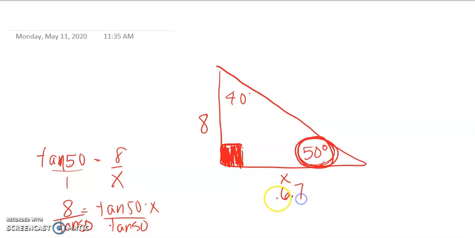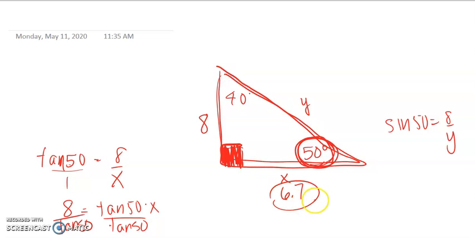So this is 6.7. Now I have the option, of course, I could use sine and do sine of 50 is 8 over y, and I could find y. I also have the option to then use Pythagorean theorem, and I could do 8 squared plus 6.7 squared equals y squared. So as you can see, it just kind of all plays together. It's kind of neat that trig helps us find those ratios.